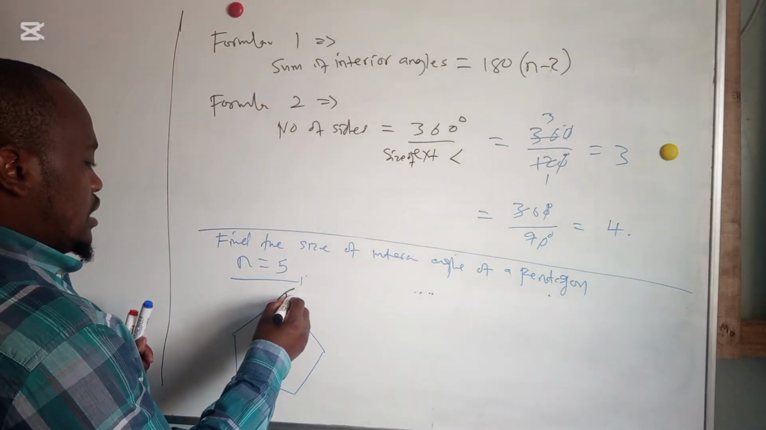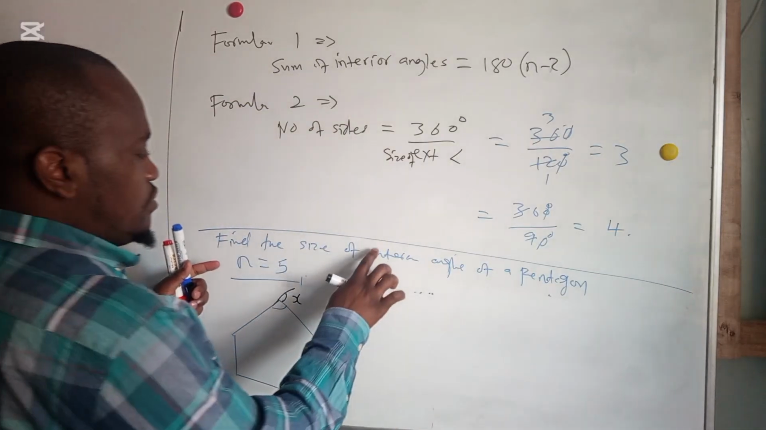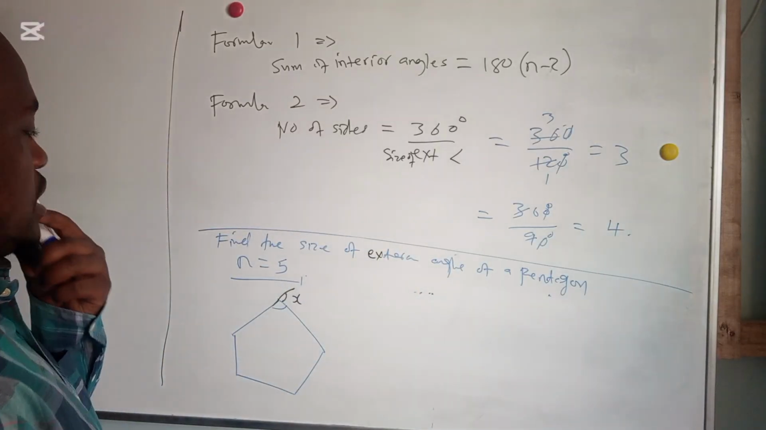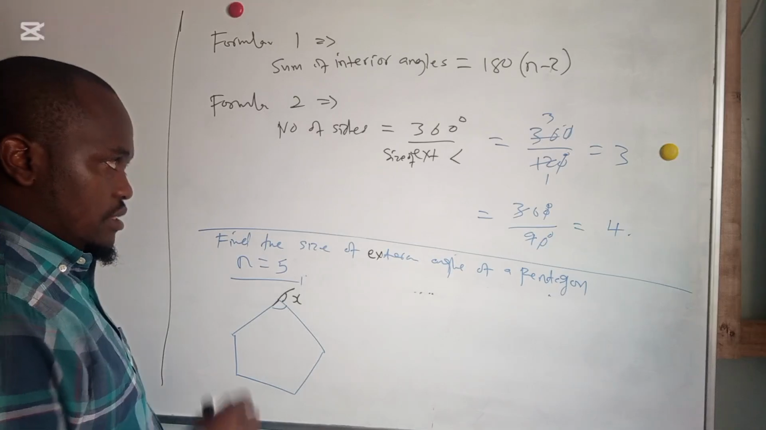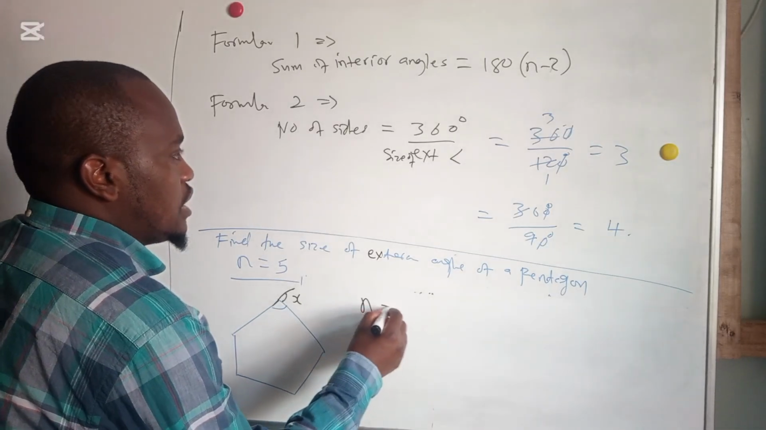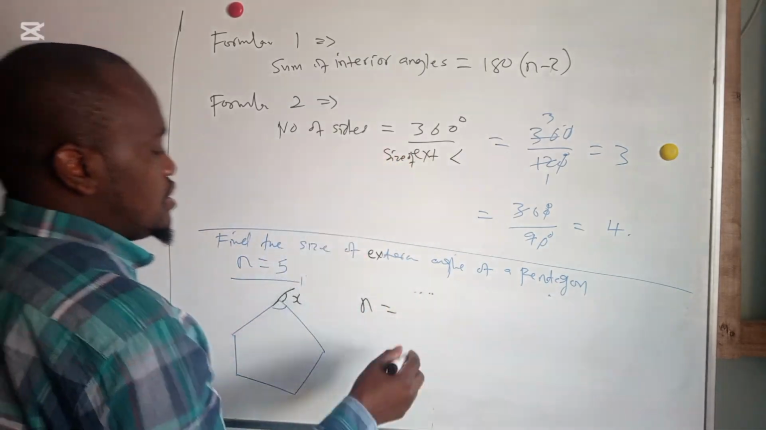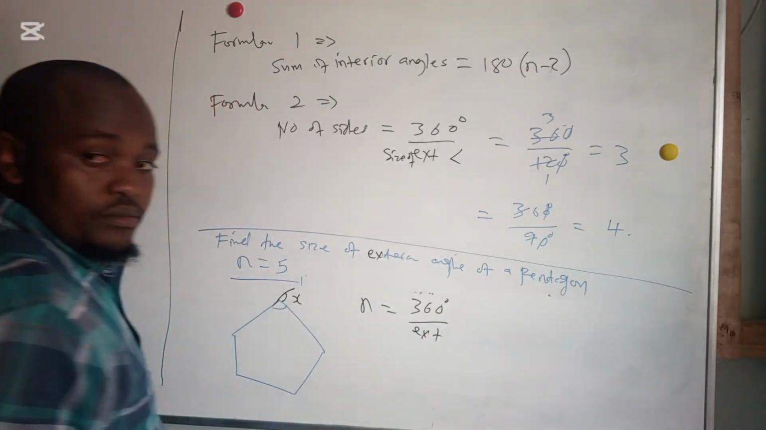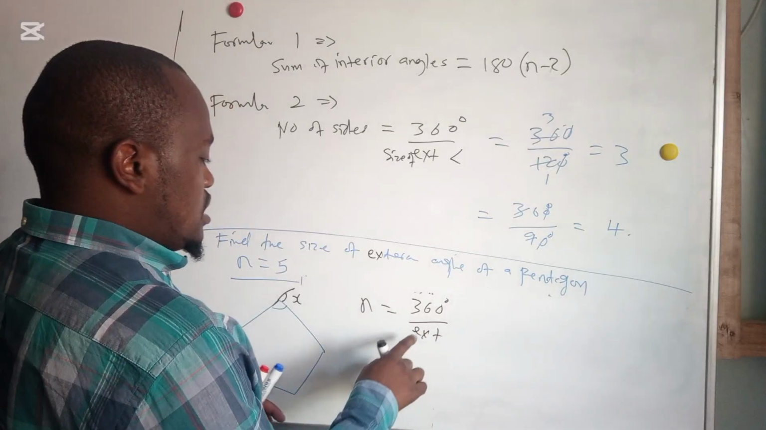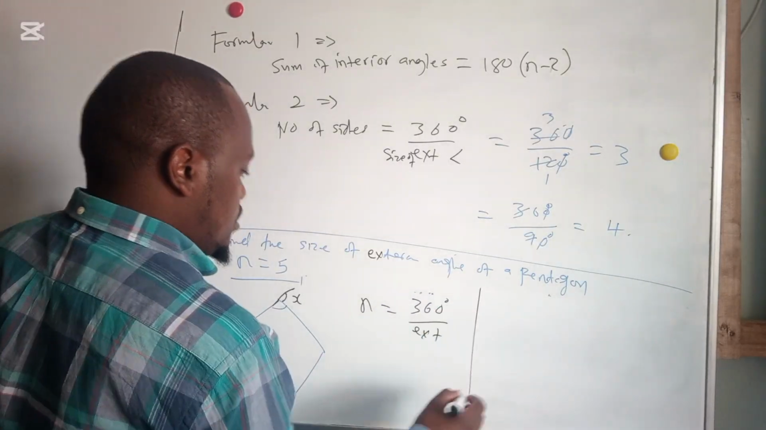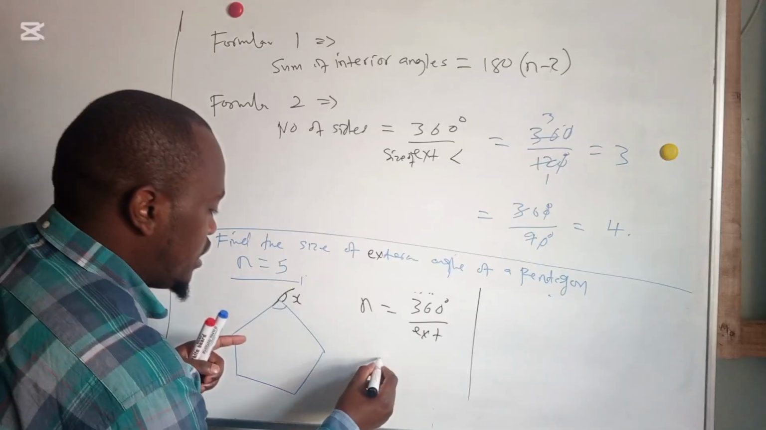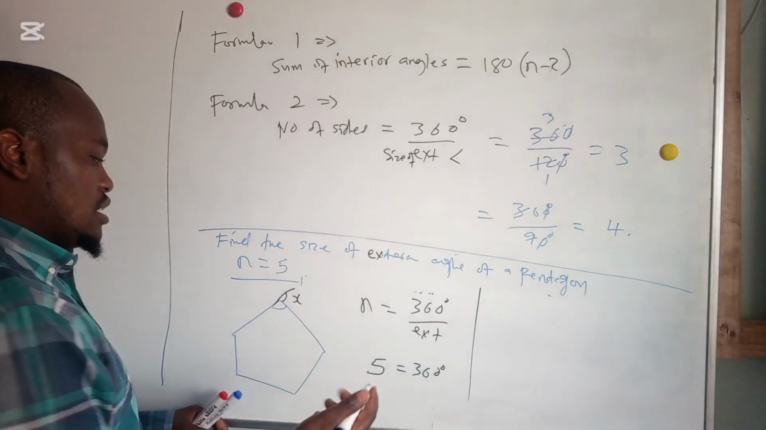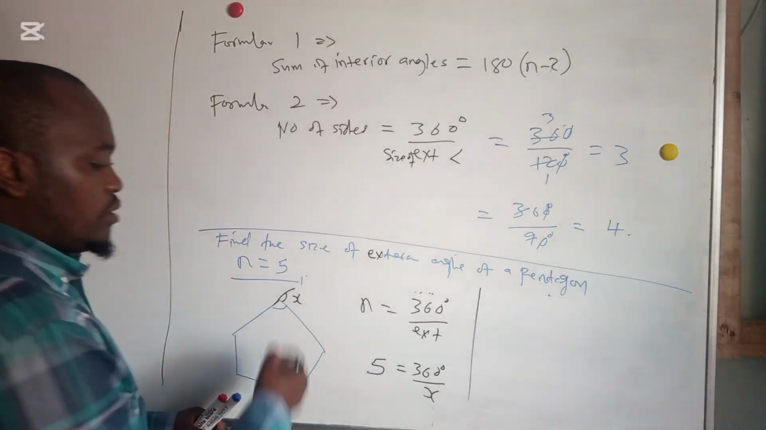So this one is the one that is required, and you are told to find the size of the exterior angle of a pentagon. n is 5. We know that n, the number of sides, is given by 360 degrees over the exterior angle, which in this case is x. We know n is 5. So 5 is equal to 360 degrees over this angle x.